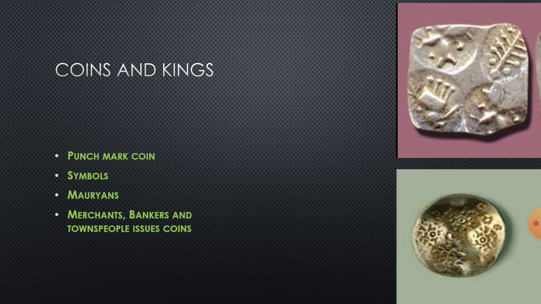A symbol was inscribed or punched on with the help of a die. They have been excavated from different sites throughout India. Historians try to identify the symbols on these coins with specific ruling dynasties, including the Mauryan Empire. They suggest that these were issued by kings and sometimes by bankers and townspeople as well.